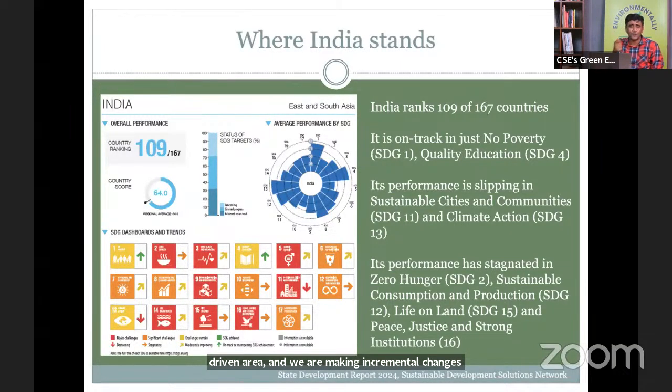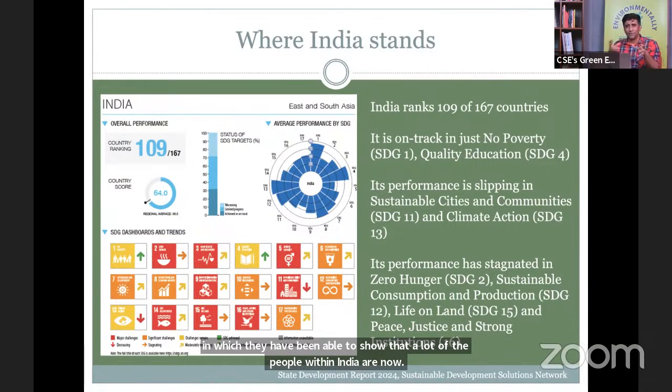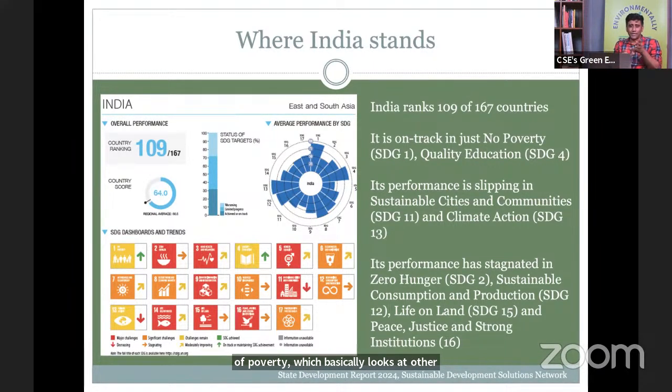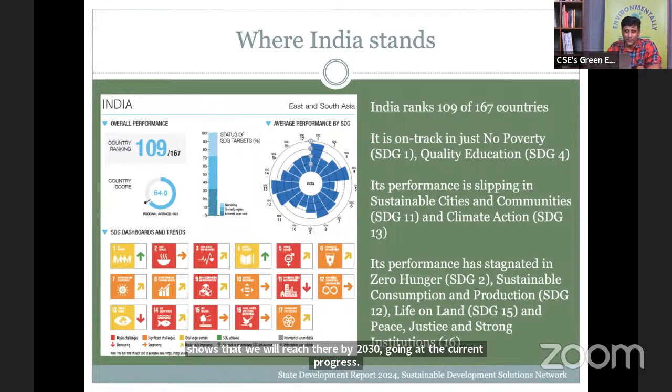But is it enough to ensure that we meet the 2030 targets under it? It says it isn't. It should have been green, which is the case when it comes to no poverty. So India came up with a multidimensional poverty concept, and in it they have been able to show that a lot of the people within India are now multidimensionally not poor, or have been brought out of poverty, which basically looks at other things like education and healthcare. So can we afford healthcare? Can we afford food and all of those things? So India has made good progress, and green shows that we will reach there by 2030 going at the current progress. So the only other SDG where we are making such progress is education, according to this database. In all the others, we are not making progress.